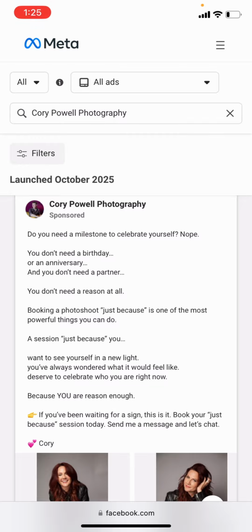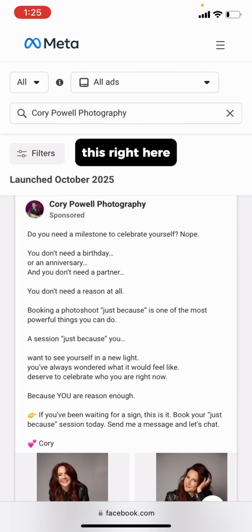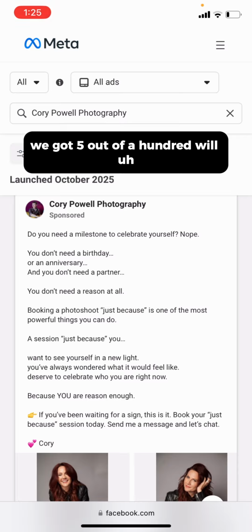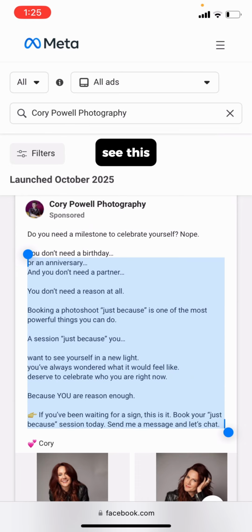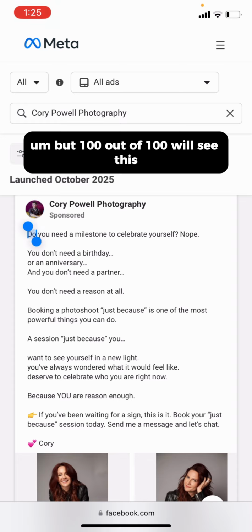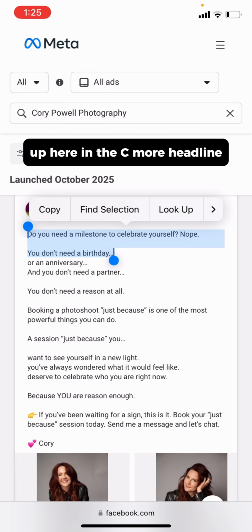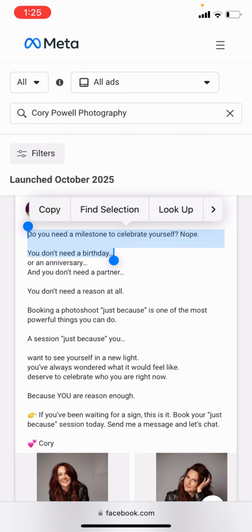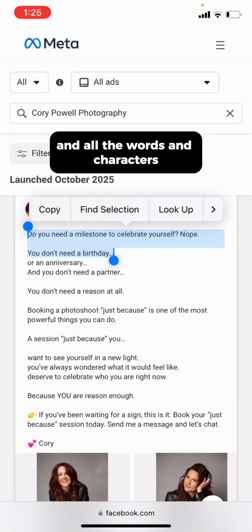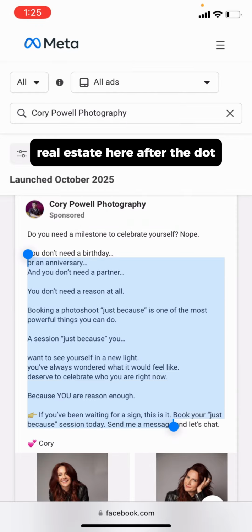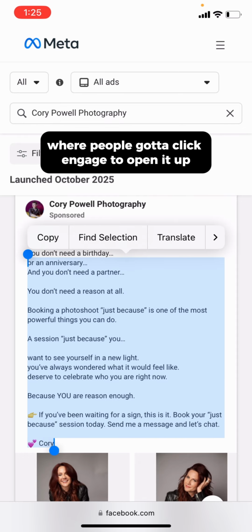But this right here, if let's say we got a good Boudoir Facebook ad, we got 5 out of 100 who will see this, but 100 out of 100 will see this. This means we're exposing 20x more people to our message up here in the see more headline, and all the words and characters that we can use to set context up here in the see more headline. This is literally 20x more valuable than this ad real estate here after the see more, where people got to click, engage to open it up.